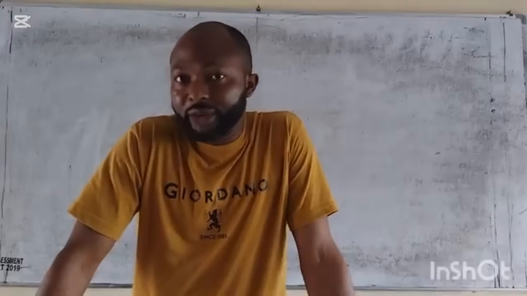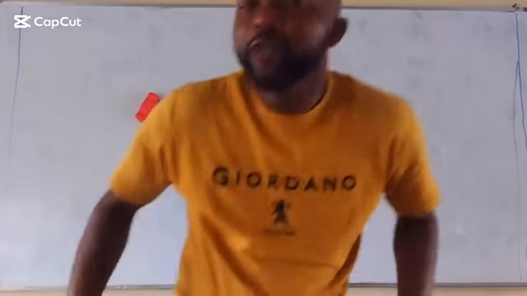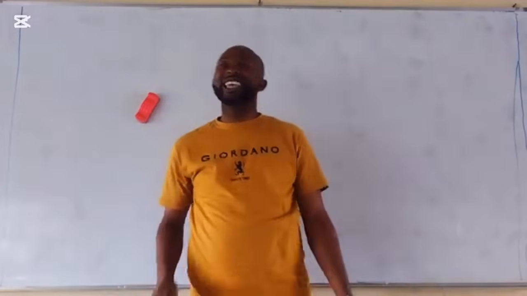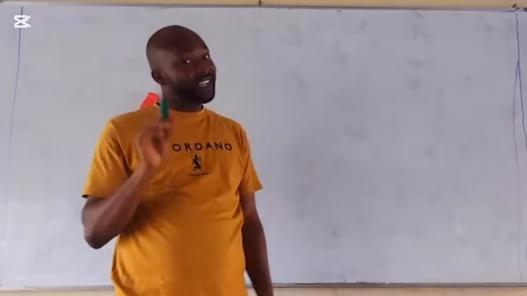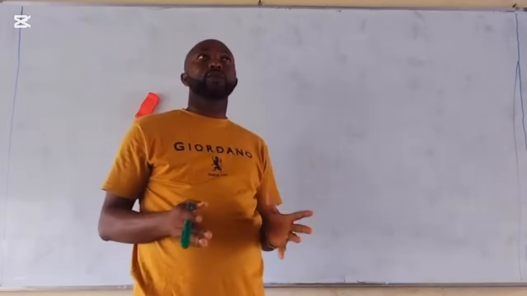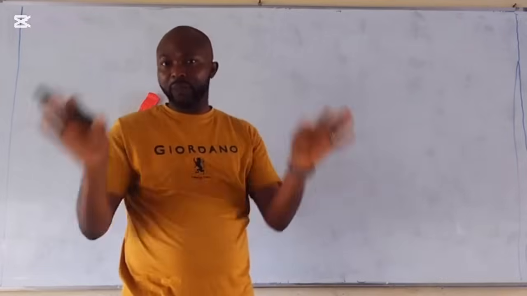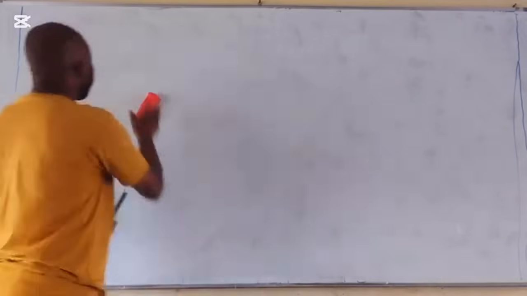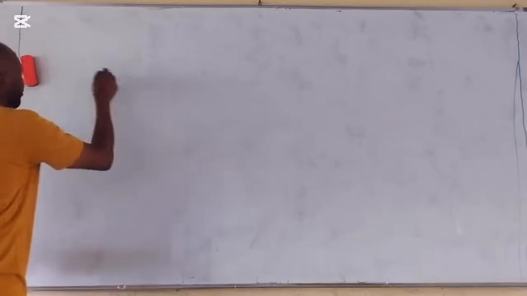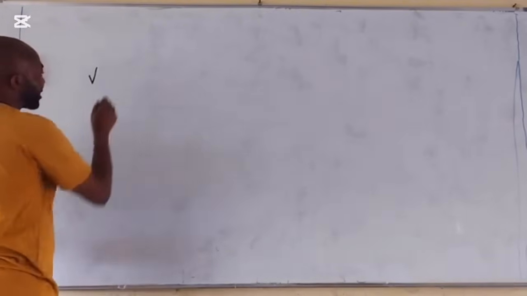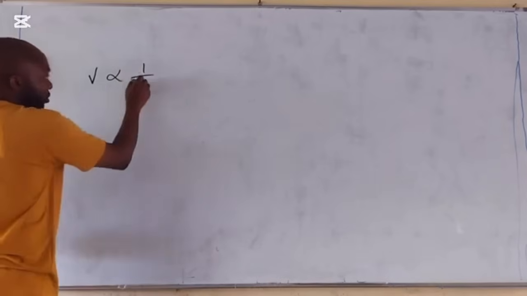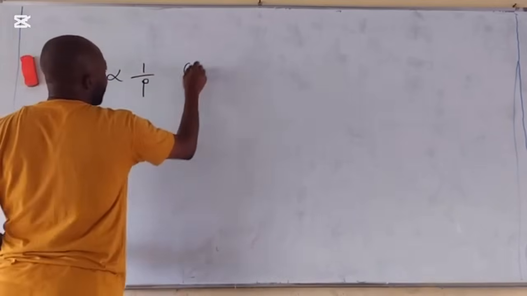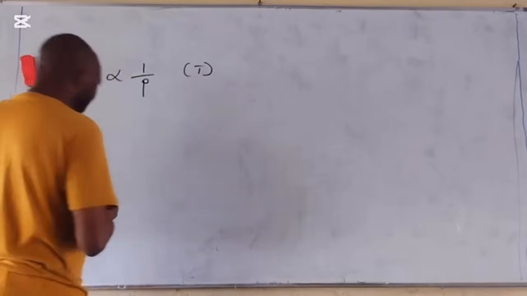I'm Arthur Francis Deba. We say Boyle's law: the volume of a given mass of gas is inversely proportional to its pressure if the temperature is constant. So we're going to look at it from the mathematical point. If we say that the volume of a given mass of gas is inversely proportional, which is 1 over, to its pressure if the temperature remains constant.